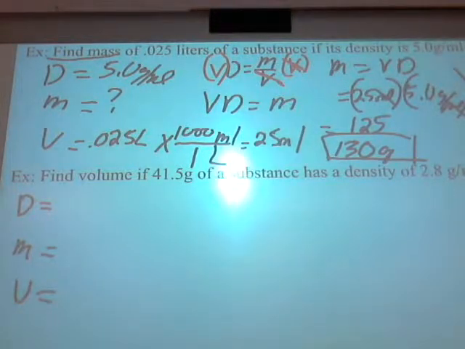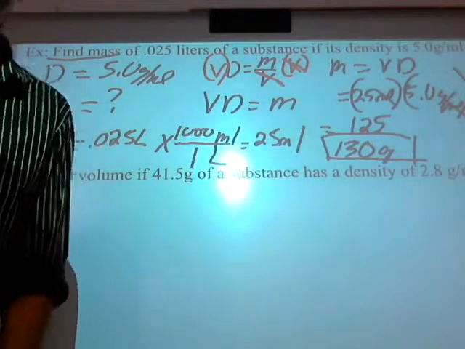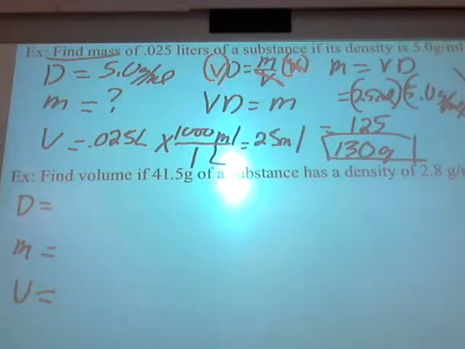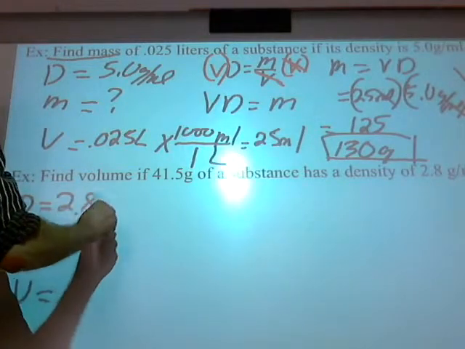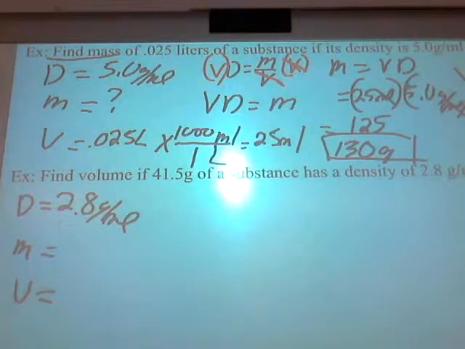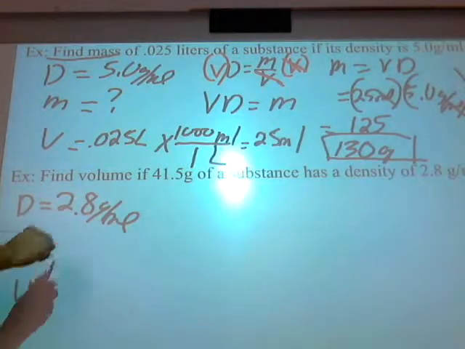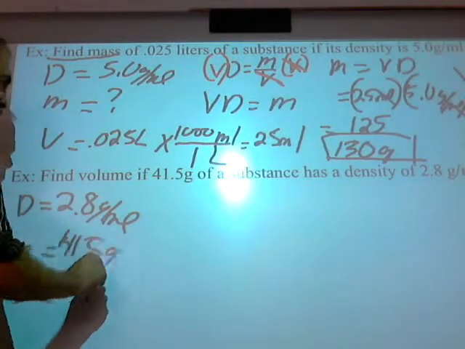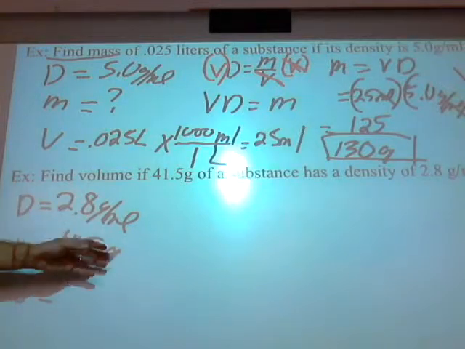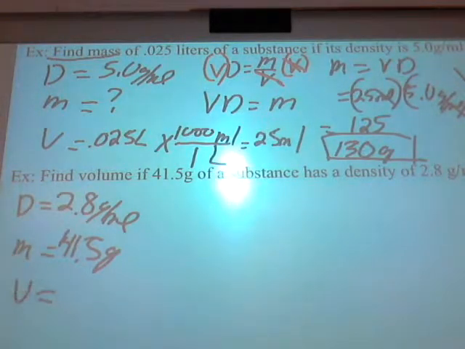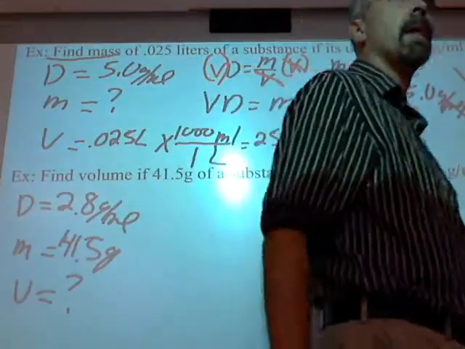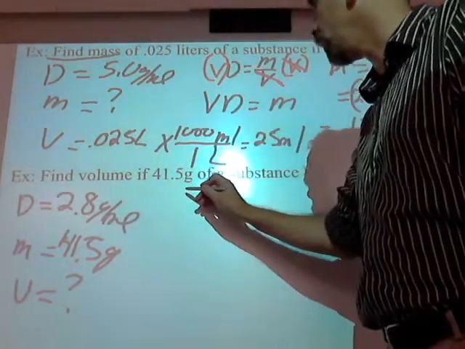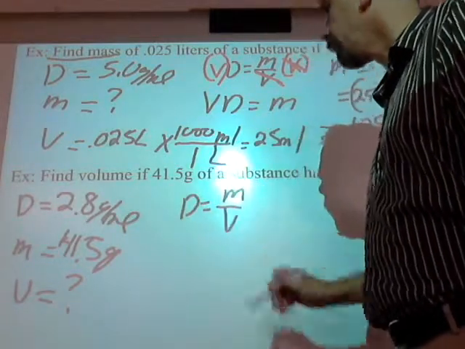What's my density in this problem here? Becca. 2.8 grams per milliliter. Everybody good with that? What's my mass in this problem here? Ben. 41.5. 41.5 grams. Good. Notice there are grams here, there are grams there. I don't have to do any metric conversions. That's nice. What about my volume? What does the volume have to be, Ronnie? Exactly. It's the unknown. So I'm ready for my next step. My next step is to write the correct equation. D equals M over V.